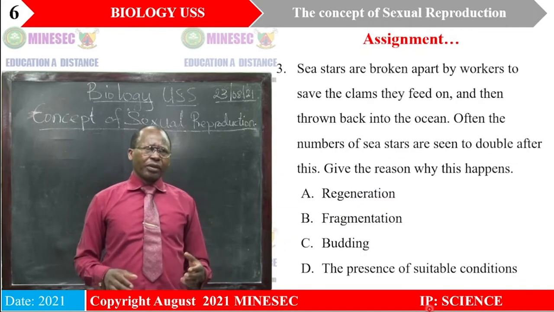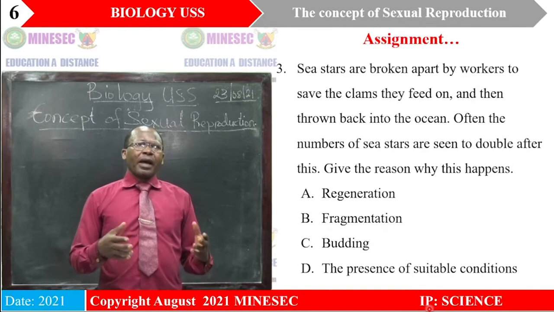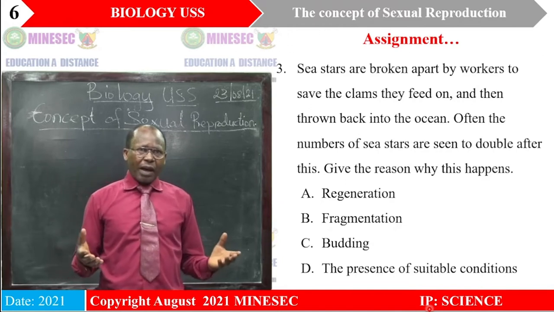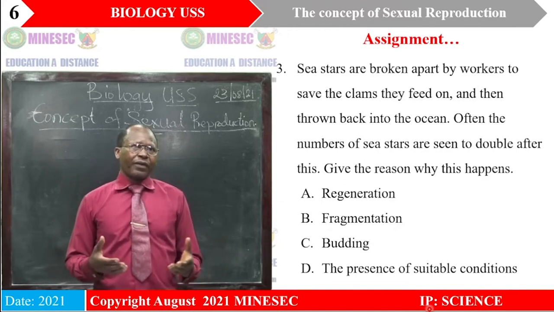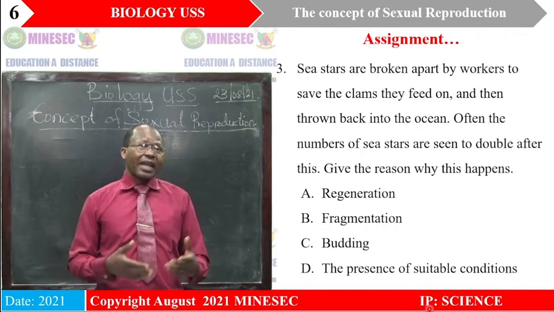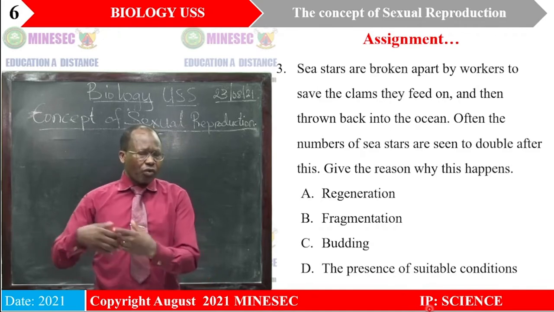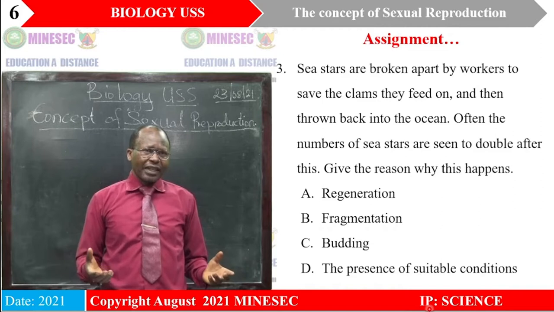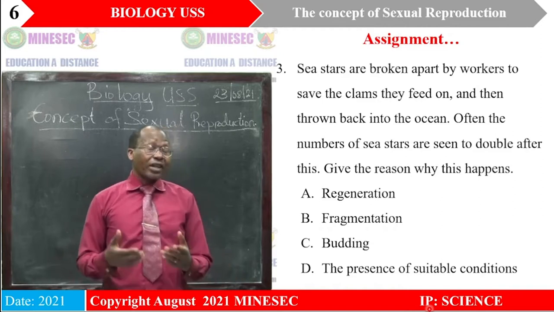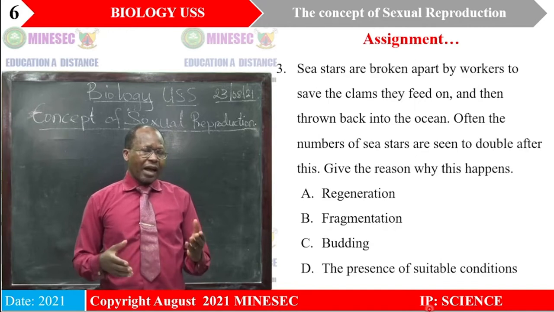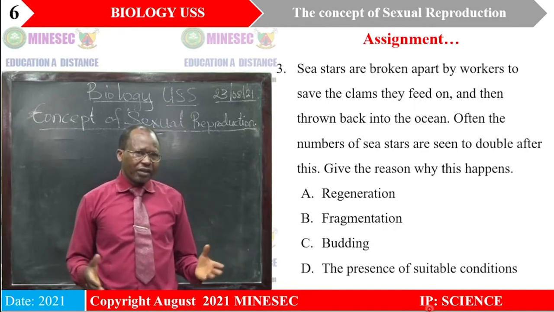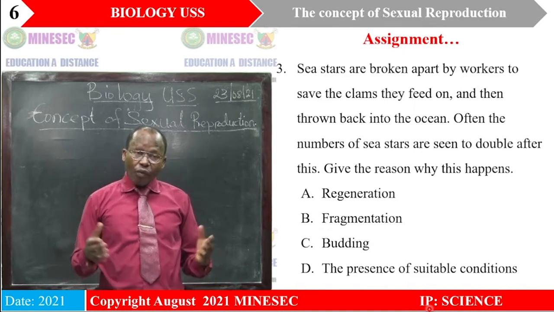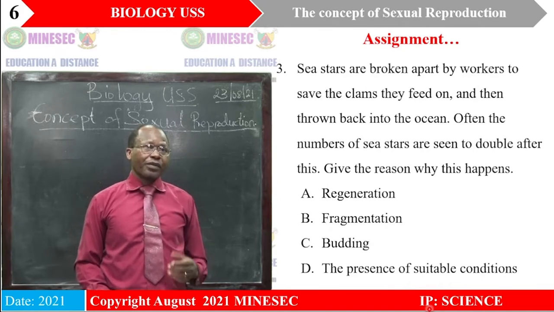The third question required that there was an observation with sea stars, and when they are broken apart by the workers to save the other organisms like clams on which the sea stars feed on, and then when these pieces were thrown back into the sea, maybe just for them to get rot, they later observed that the number of sea stars instead increased. Then what could be a reason for such? And we had alternatives of regeneration, fragmentation, budding, and the presence of suitable conditions. So which of these is the most plausible response for this question?